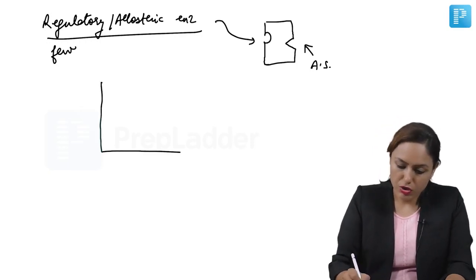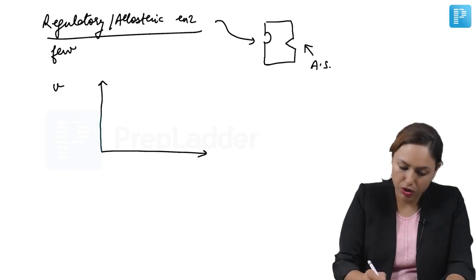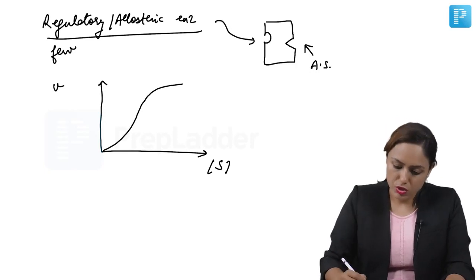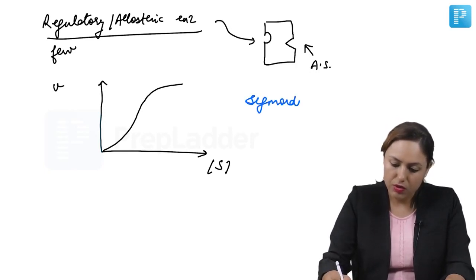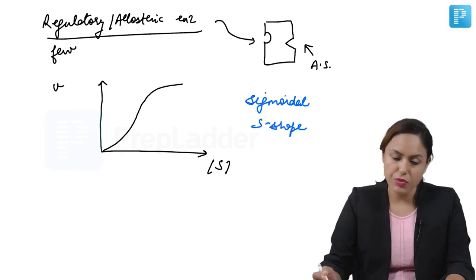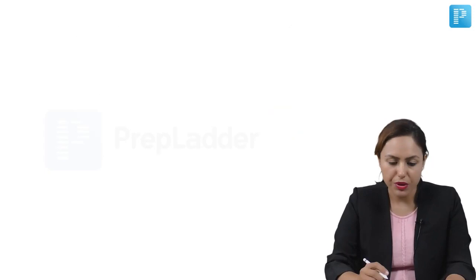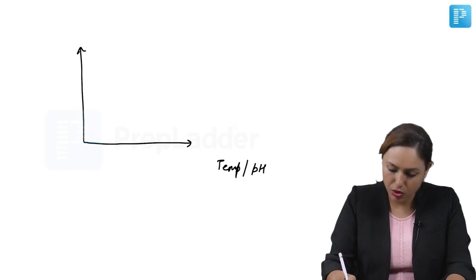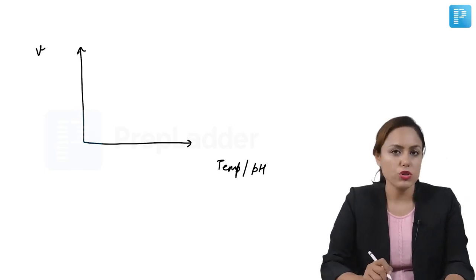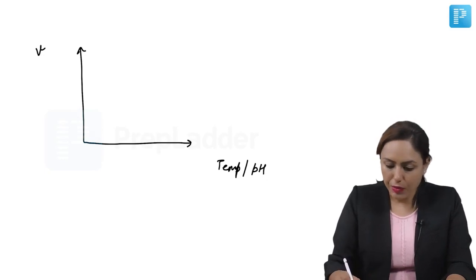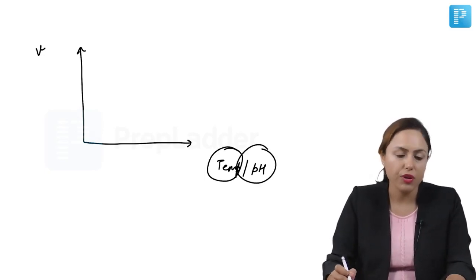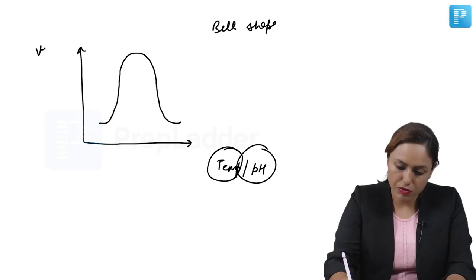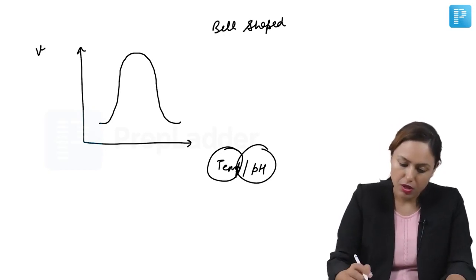So for allosteric enzymes, the graph between velocity and substrate concentration has this shape. This is a sigmoidal or S-shaped graph, right? Then the graph for temperature and pH. Either I take temperature on x-axis or pH, and velocity on y-axis. I'm taking both of them together because the shape of graph is the same for temperature and pH, that it is a bell-shaped graph.